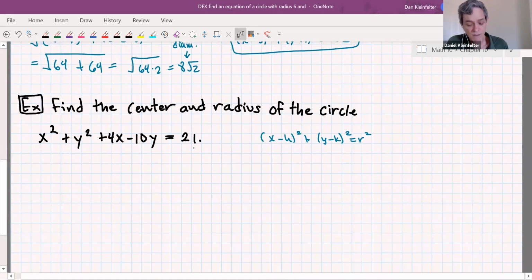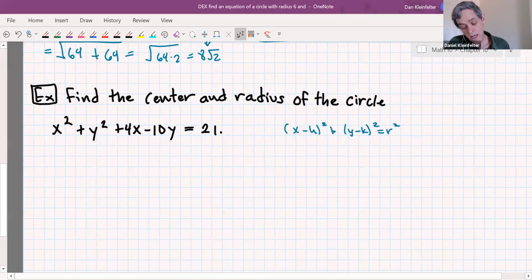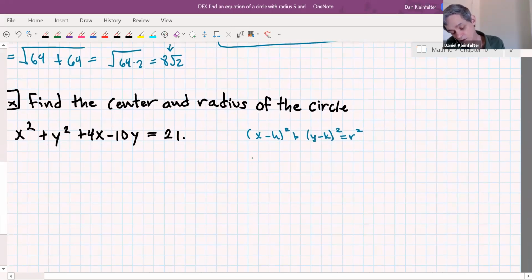So this one does have that 21 on the right, but this also has first degree terms in both x and y. It isn't just x squares and y squares. So what we're going to need to do is some algebra to rewrite this from the given form into this kind of standard form equation for a circle. And the method that we're going to use for this is completing the square.